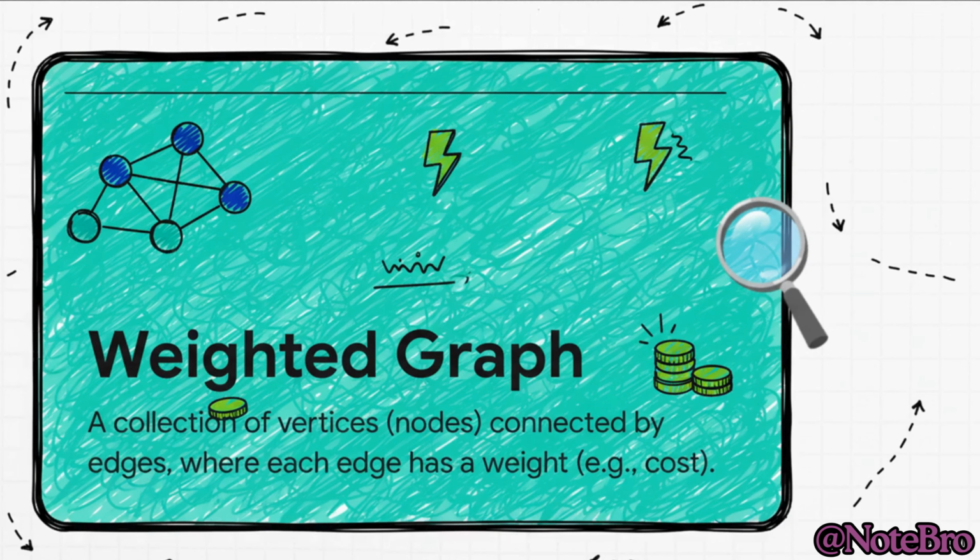But here's the key. In our problems, it's a weighted graph. That just means every edge has a weight. Think of it like a price tag representing the cost, or maybe the distance, of that specific link.